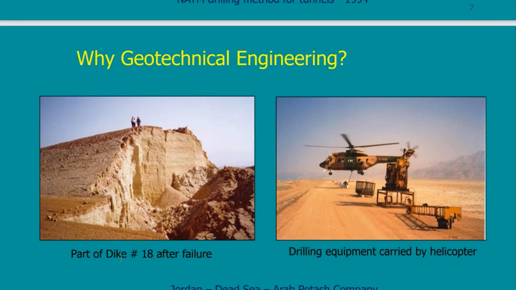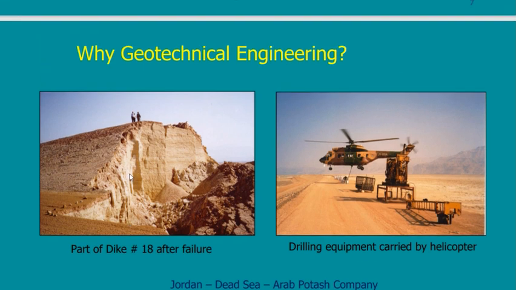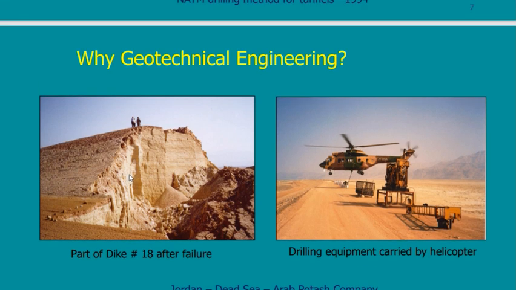This is a picture of something I took myself. I was working in this project. It was in Jordan. And in Jordan, they have the Dead Sea. At the Dead Sea, they need to make ponds or small lakes to evaporate the water. Of course, you know why it is called the Dead Sea: because the amount of salt in the water is very high. It means that it is very good for industry.